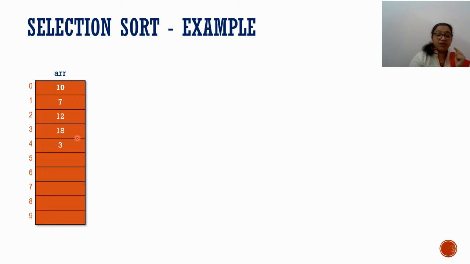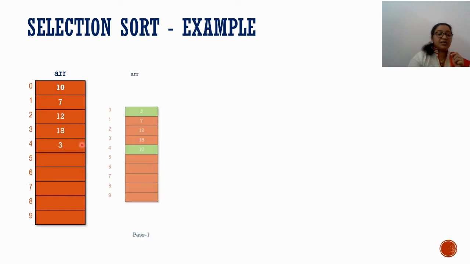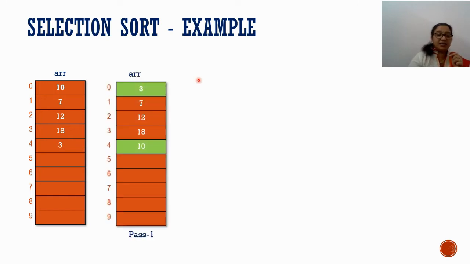First we find the smallest element. After getting it, we move it to the 0th position, and the value already there in the 0th position, we shift it to the 4th place. So after the pass, the array will be like this: on the 0th position 3, and the 10, the original value at the 0th position, we moved to the 4th place. So we pass the values. So this is pass 1.